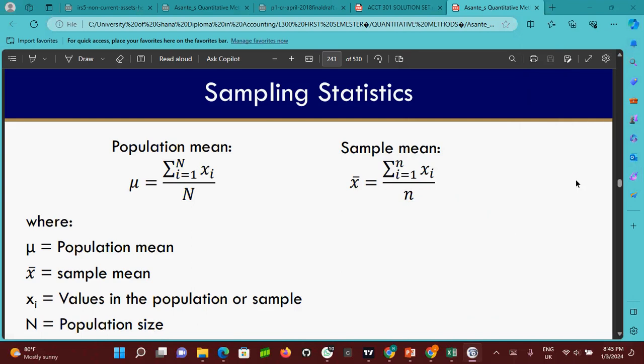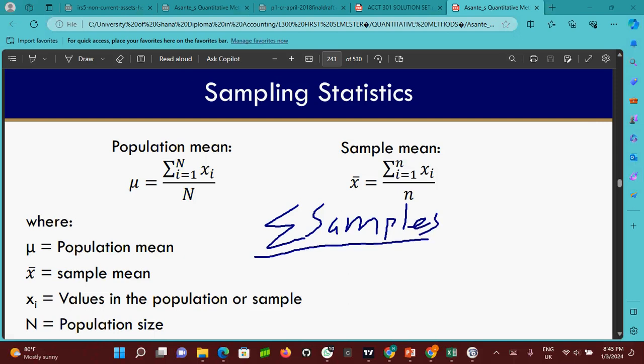So addition of all the samples over the number of the samples selected. Basically, it's still the same thing. First, we add all the population and divide it by the number of them. And then the sample mean does the same thing. We add all the samples and divide it by the number of samples.